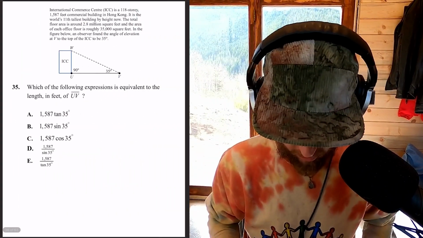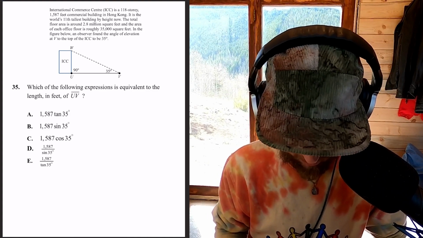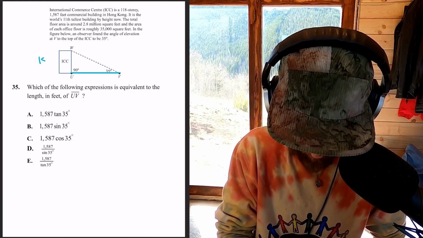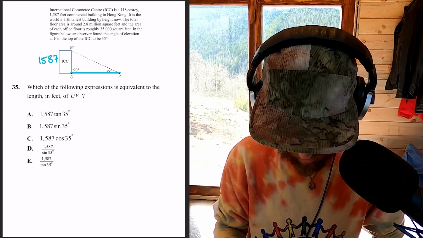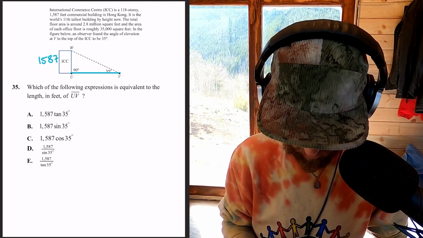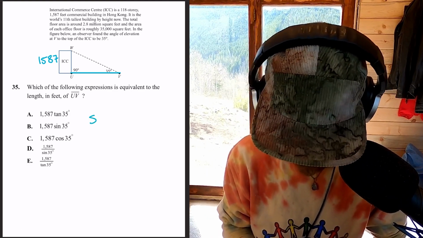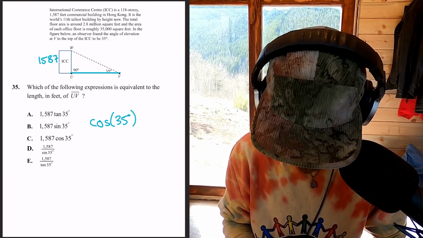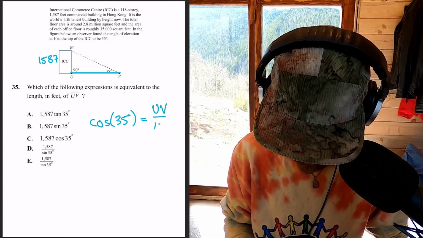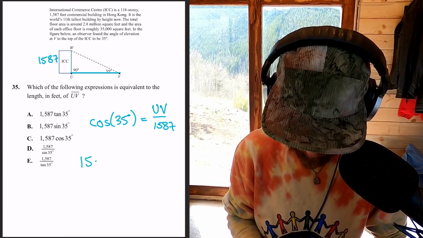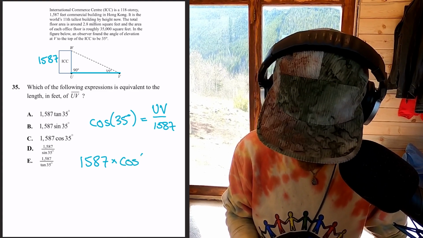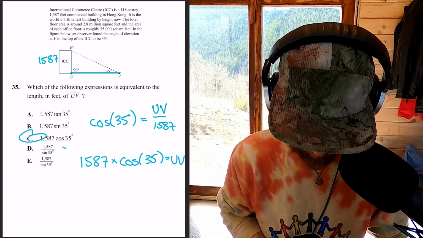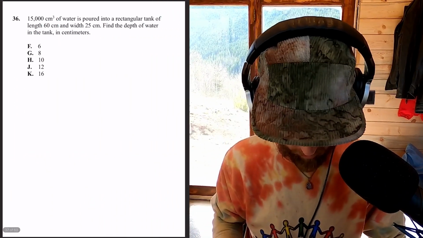No calculator. Which of the following expressions is equivalent to the length in feet of UV right here? That's what they're curious about. So we know that the height is 1587. That came from the problem prompt, and that's all we really need to know. So is that all we need to know? I think so. Sine. No, we're going to go cosine. Cosine of 35 degrees for that horizontal is equal to UV over 1587. So therefore, 1587 times cosine of 35 equals UV. 1587 times cosine of 35. Look at that. All right, we're cruising.